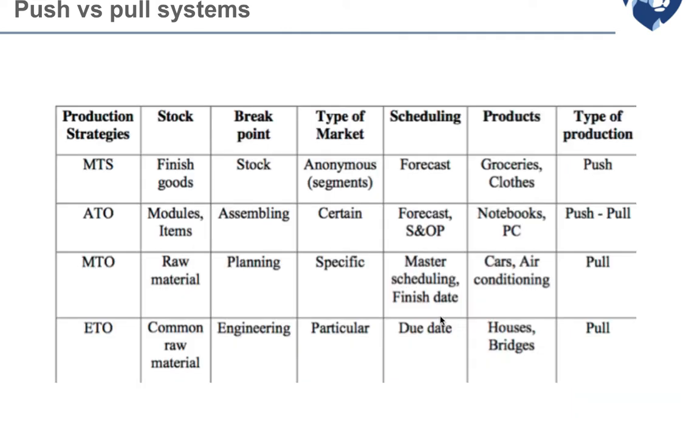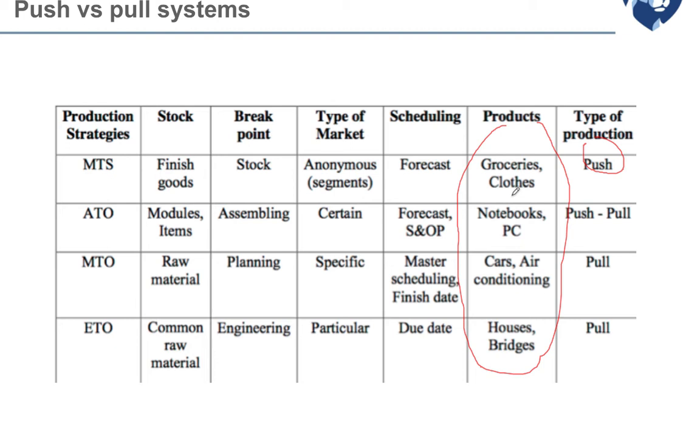Here you see some examples. Besides the table, I'm interested in highlighting some examples of industries that use this type of approach. So make to stock systems, so push supply chains or production systems, are groceries and clothes. Everything is realized to be put in the final inventory. So there is a big planning about clothing. They make the forecast for the summer season, the winter season. They start producing according to the different plans that they have.